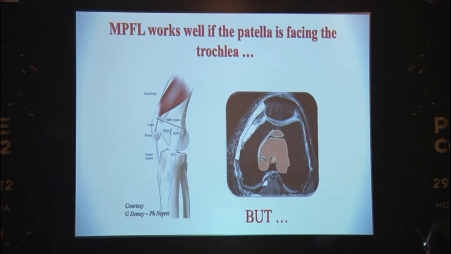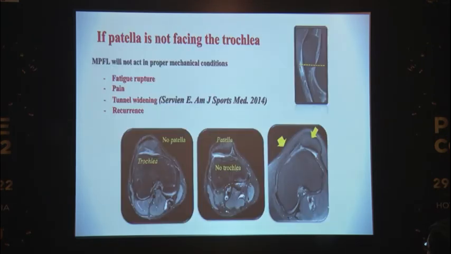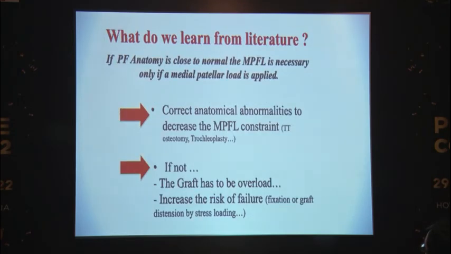The MPFL definitely works well if the patella is facing the trochlea. But if you have no patella in front of your trochlea, if you have subluxation like that, if you do an MPFL, you have to overtense your MPFL. You will get some fatigue rupture, some pain, some tunnel widening, some recurrence, and some stiffness. So in all those cases, you need to correct first the anatomical abnormalities before doing anything else. The MPFL is done at the end.